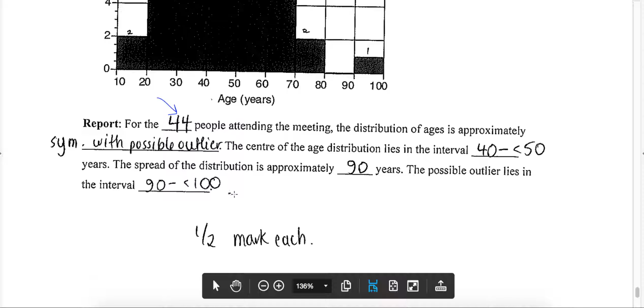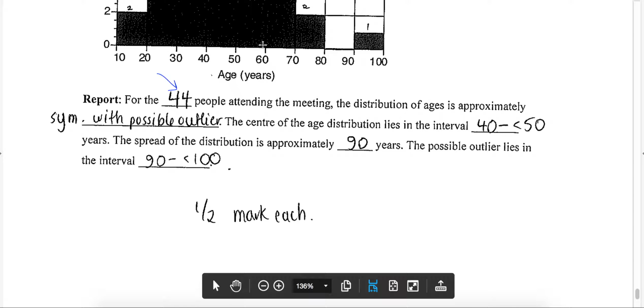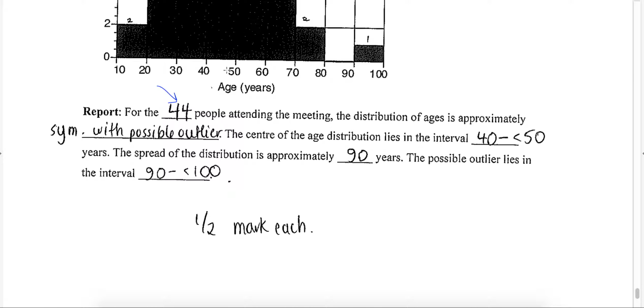Now when you do this, remember the 50 actually belongs to the next column, so you should be using this little symbol here, 40 to less than 50, or 40 to 50 but not including 50 is another way of saying it. You'll see that I've drawn that in on a lot of the answers, where you just said 40 to 50. So please make sure you're using that less than symbol. It doesn't actually include 50. 50 belongs to the very next interval.